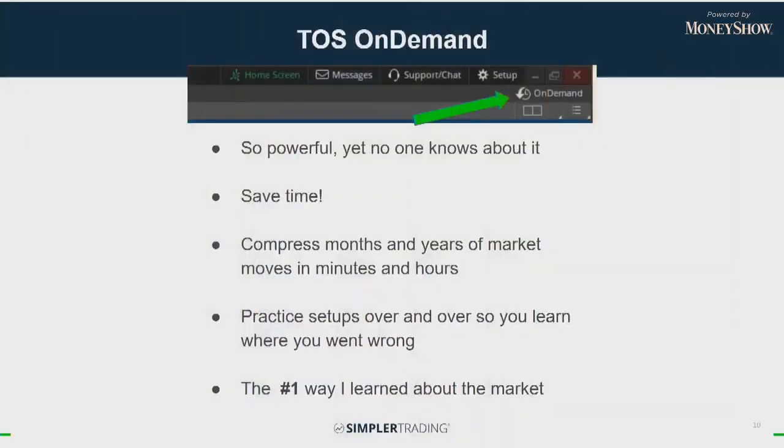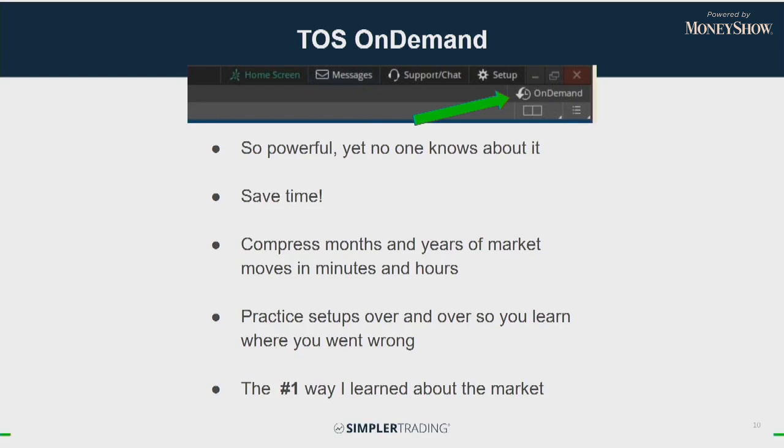Now, I assume a lot of us are probably on Thinkorswim. Does anybody not know what the on-demand feature of Thinkorswim is? Okay, so the rest of you know what on-demand is, because this was one of the things that was very important to me as I was coming up trying to learn how to do this, particularly since I was trying to figure out, do I day trade, do I swing trade, end of day, whatever.